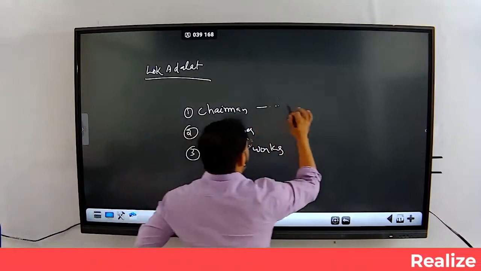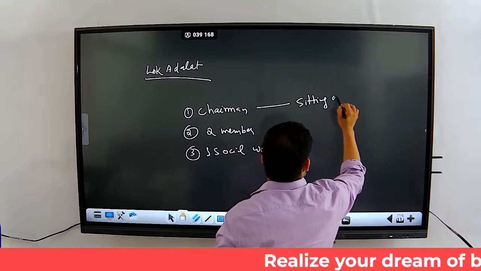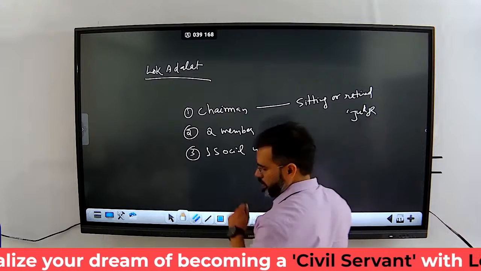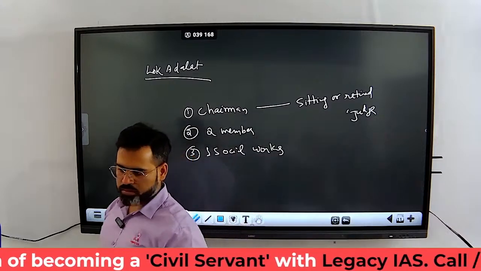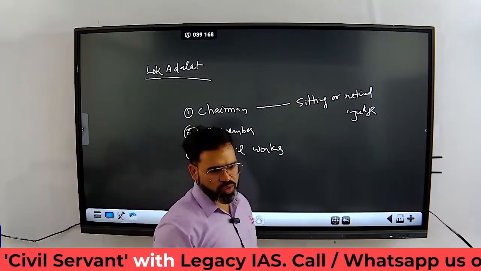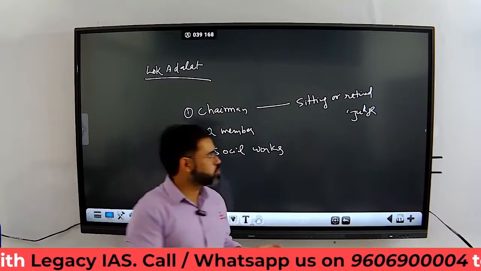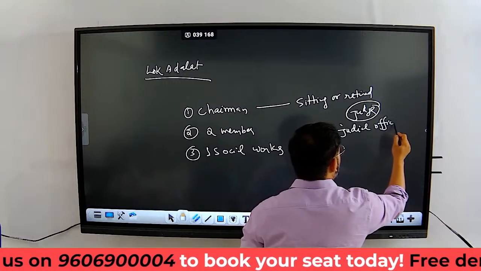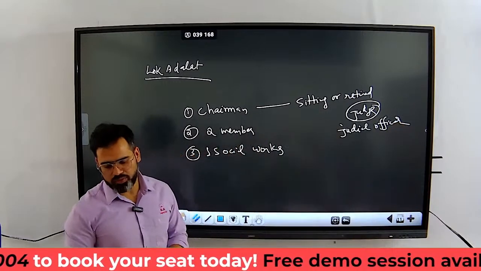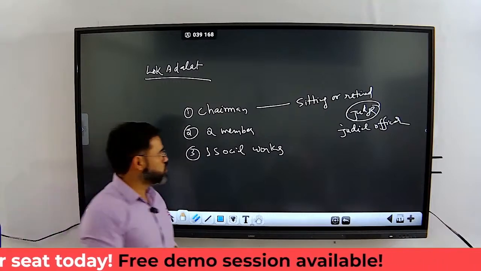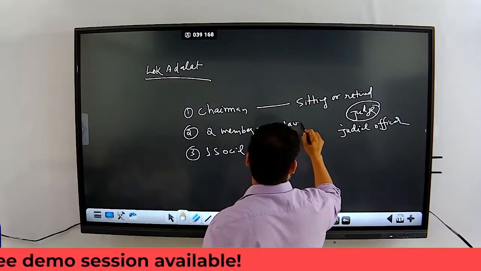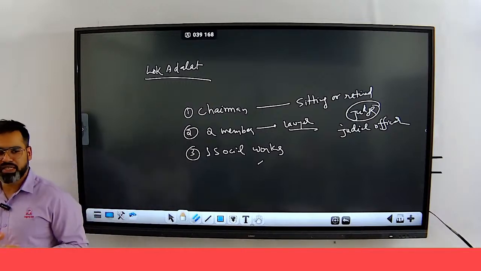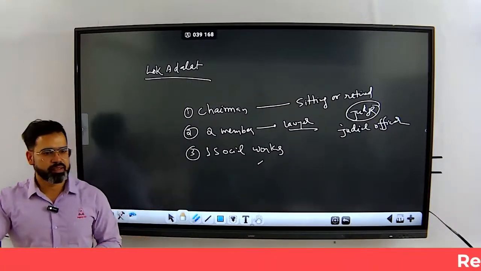This chairman should be a sitting or retired judicial officer. Definitely not High Court, he will be a District Judge. Write judicial officer, or better, sitting and retired judicial officer. The other two members are basically a lawyer and a social worker, that is the NGO person, because he is going to participate there as a middleman for both parties.